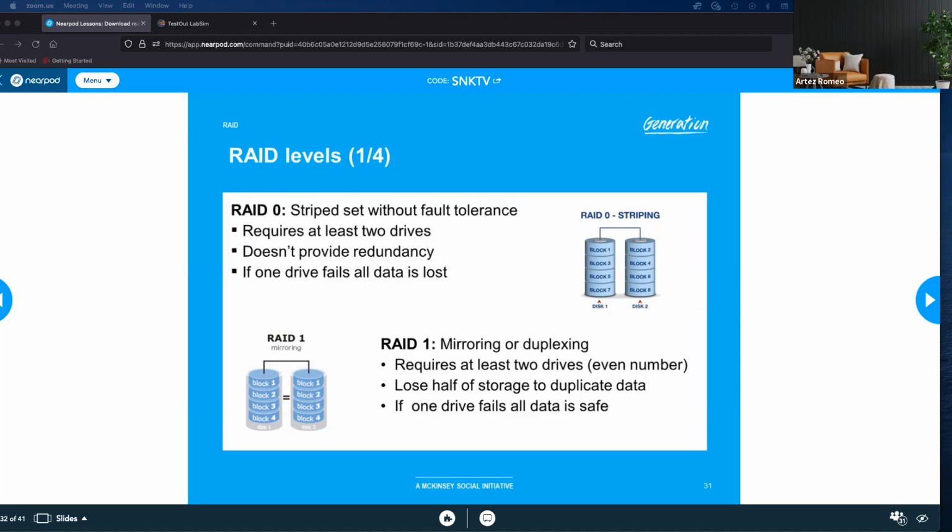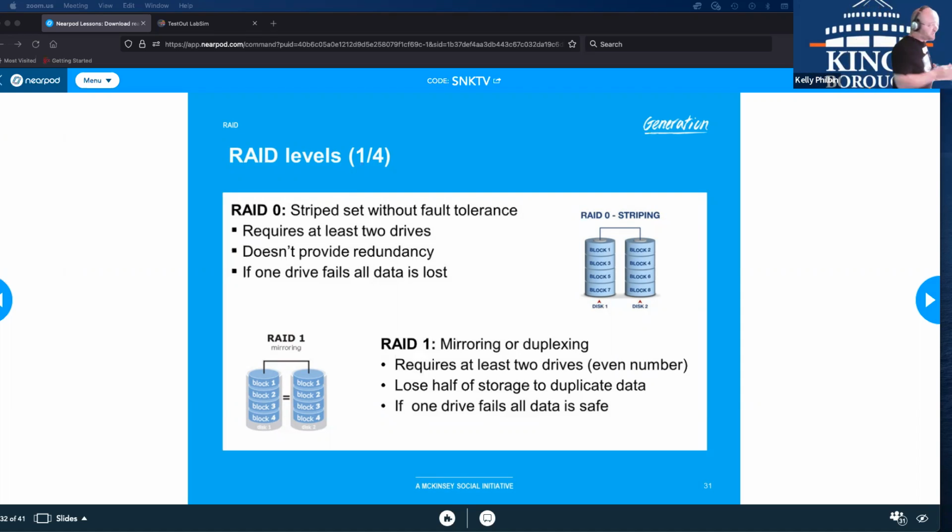Go ahead, Artest. So if you have more than 2, right? So you have 3. So 1 piece goes in the first one, the second piece goes in the second one, the third piece goes in the third one. Yeah, and then it starts over. 4th piece goes in the first one, 5th in the second, 6th in the third. Back to the beginning. 7th in the first, 8th in the second, 9th in the third. So it's just breaking the data down into 3 pieces. And it writes faster because it's not waiting for the head to write to a single drive. You have multiple drives writing the data, so it goes much faster.